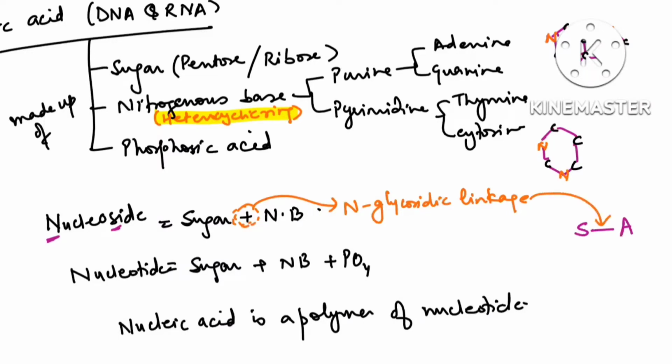Now it is attached with the phosphate to make a nucleotide. So which bond is present? This bond is known as phosphoester bond. So in DNA, to make one nucleotide, you are using two bonds. One is glycosidic linkage, another is phosphoester bond. For this, I'll show you, just 1 minute.